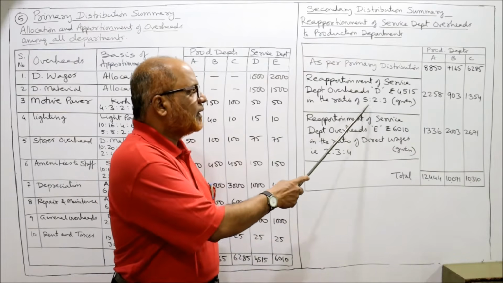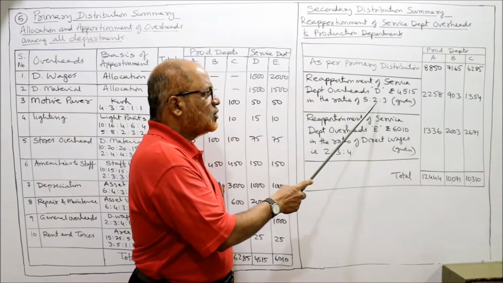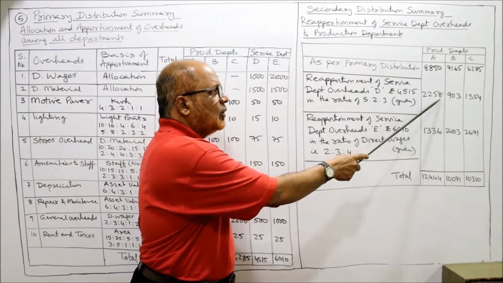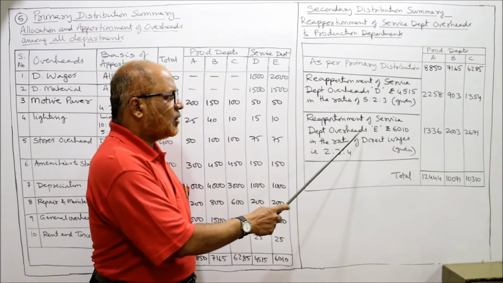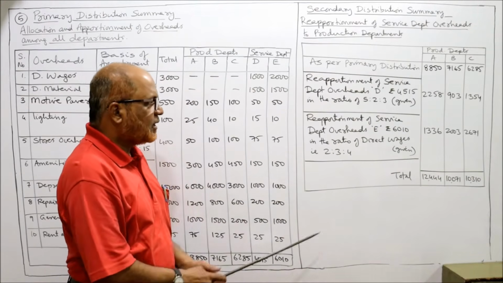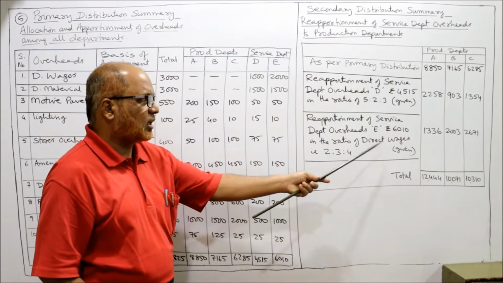And 5 by 10: 4515 into 5 by 10, 4515 into 2 by 10 and 3 by 10. You will get these values. Similarly, the reapportionment of service department overheads E, 6010, in the ratio of direct wages, that is 2:3:4 given.